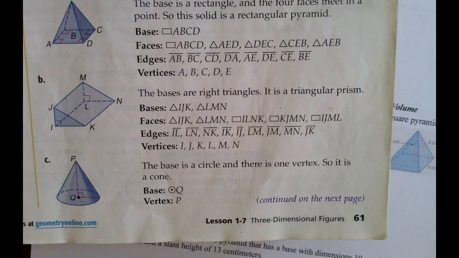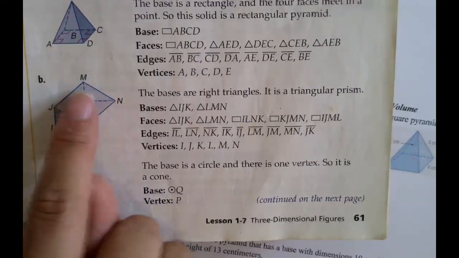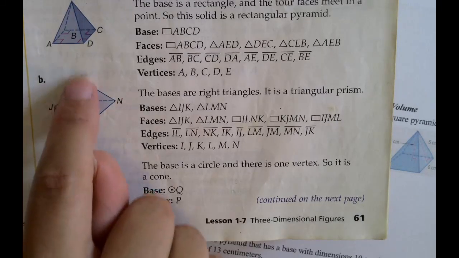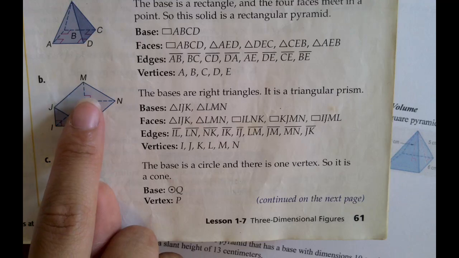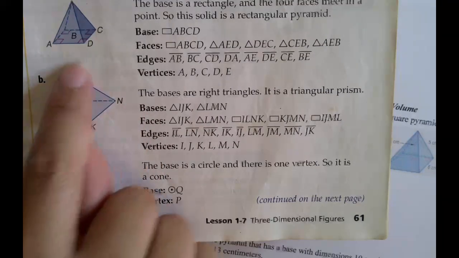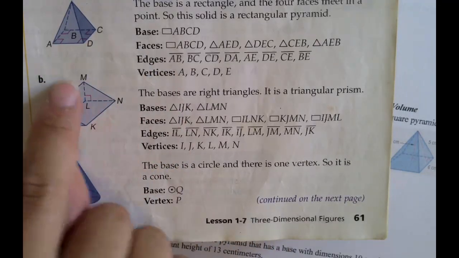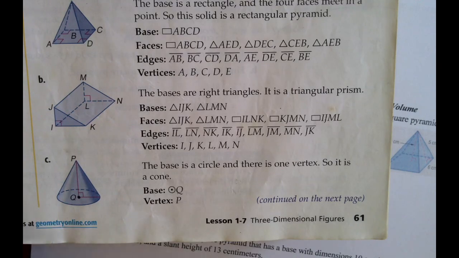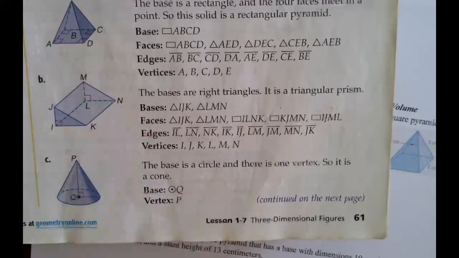Okay. Edges are each of our lines that form this shape or figure. So we have IL, LN, NK, and IK. We have IJ and LM, the vertical parts. And then we have JM, the horizontal part here. We have MN, the slanted one, and JK, which is the slanted one here. Okay. And then the vertices are our corner pieces, which are I, J, K, L, M, and N.